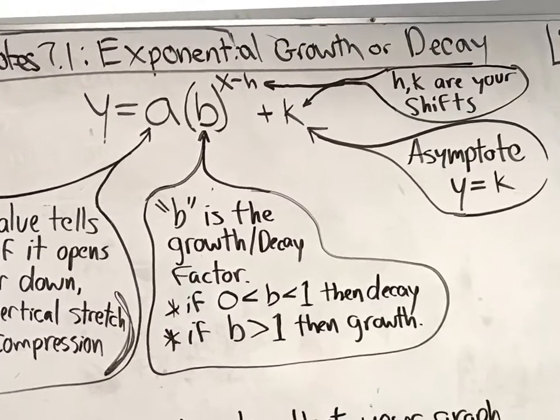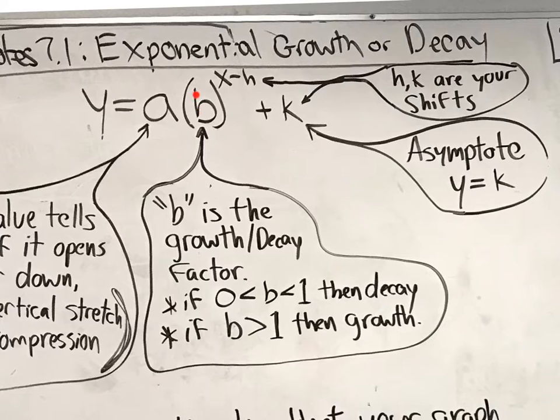What else? The b value is very, very important. That b value is going to tell you if you actually have a growth function or a decay function. All right? If your b value is greater than 1, it's going to be a growth function. If your b value is between 0 and 1, as in a fraction or a decimal like 0.99 or 1/4 or 3/4 or 9/10, any fraction that's less than 1 is going to cause it to decay instead of grow.